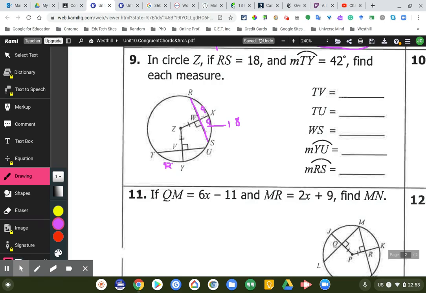9 right here. So RW, WS. Why am I saying that? They're not asking for that. Or actually, they are right here. We're not there yet. What's TV, though? Right? TV, well, that's going to be 9.